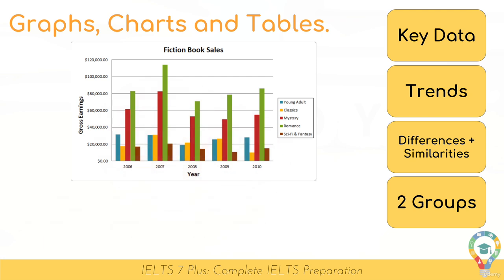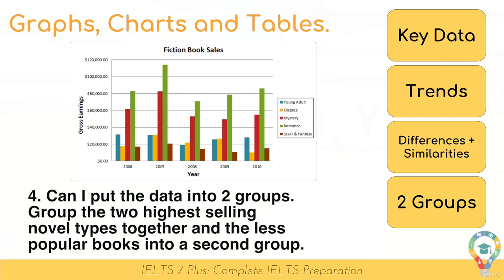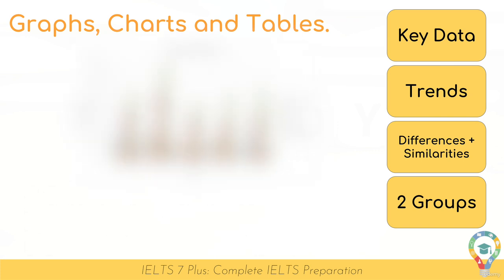And could we put this data into two groups? Well, it seems that we definitely could. By using the key, it might be easiest and most logical to put mystery and romance novels together, as they're the highest. The lowest gross earners, which is young adults, classics and sci-fi and fantasy, could make up your second group. By putting the data into two groups, it will really help you structure and organize your answer, and I'll be showing you a lot more about this later in the course.